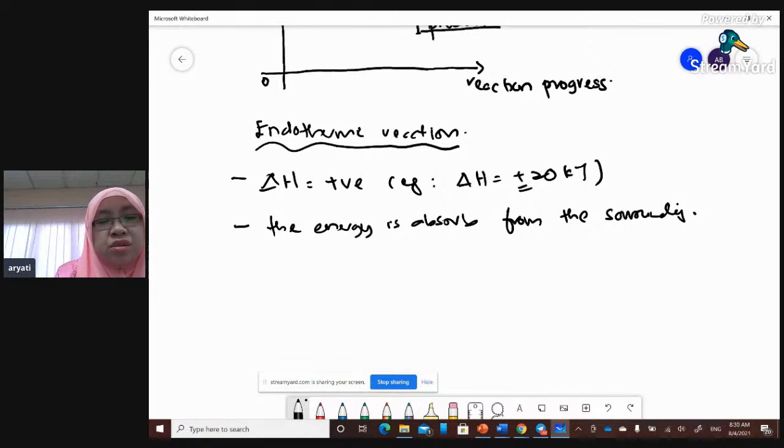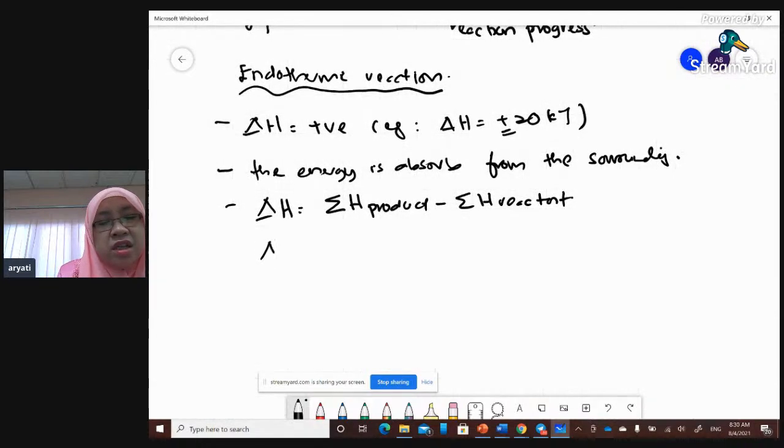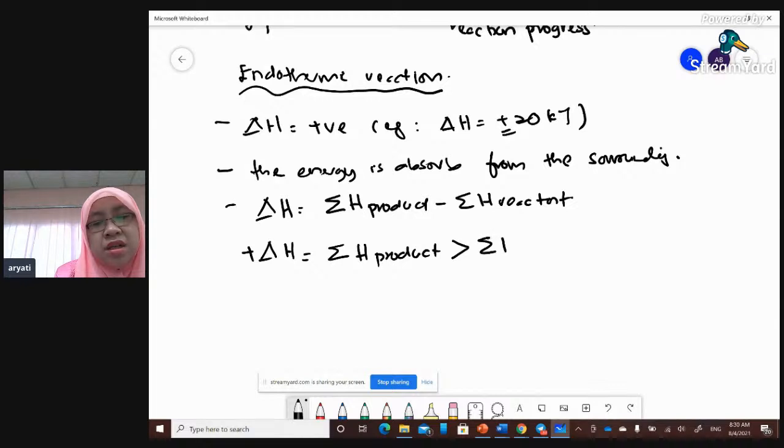Okay, so we calculate the value for delta H as summation of enthalpy of product minus summation of enthalpy of reactant. So the value of delta H will be positive, nilai kat sini positif, if the summation of enthalpy of product is larger than summation enthalpy of reactant.